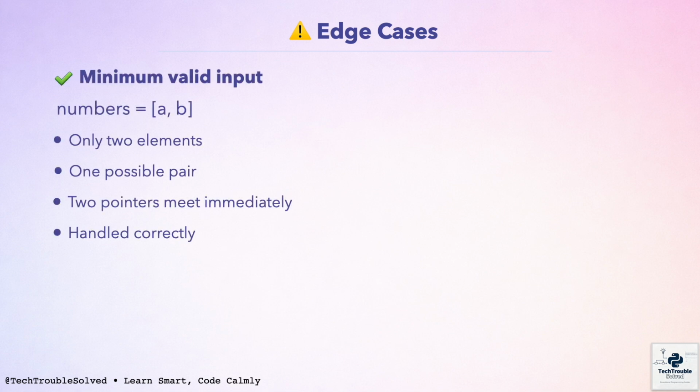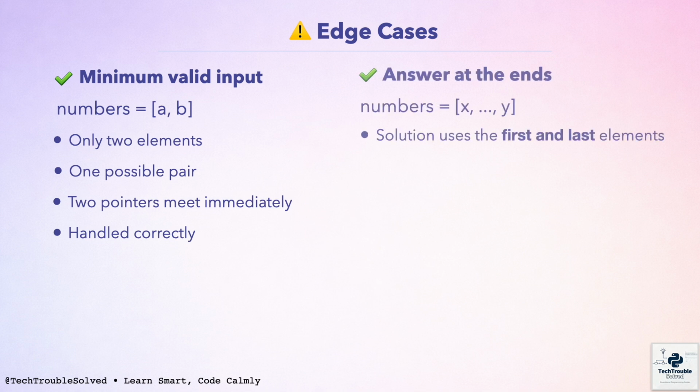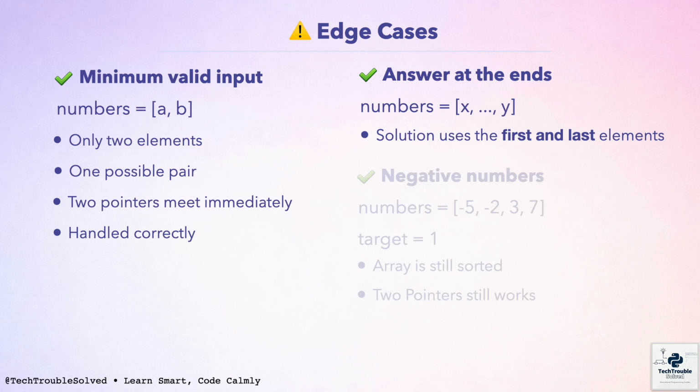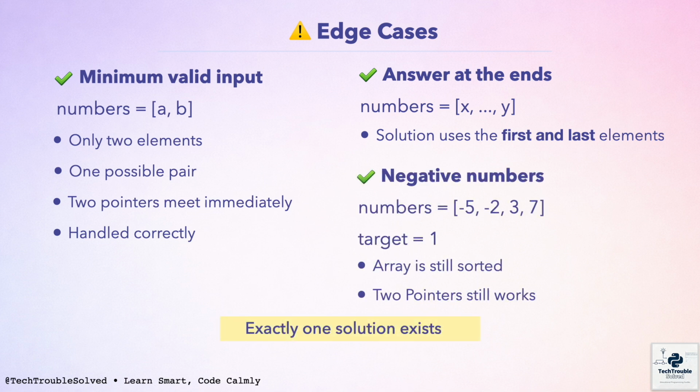Let's quickly look at the edge cases. The smallest valid input contains only 2 elements. In that case, the two pointers immediately form the only possible pair. The solution can also involve the first and last elements of the array. And since the problem guarantees that exactly one solution exists, we don't need to handle cases where no answer is found. So the algorithm safely works for all valid inputs, including negative numbers, as long as the array is still sorted.